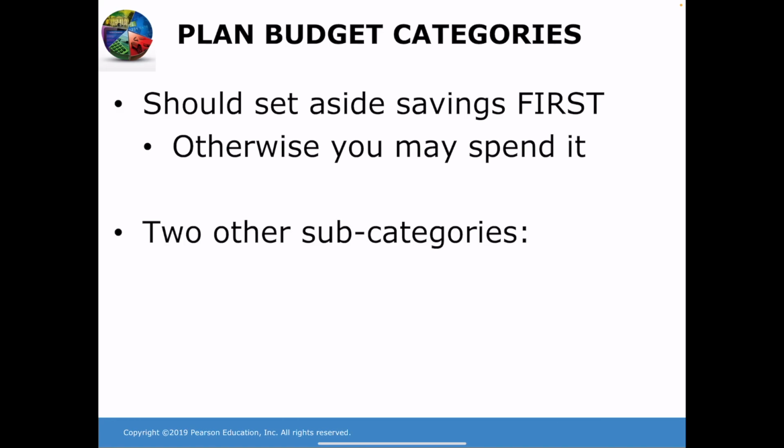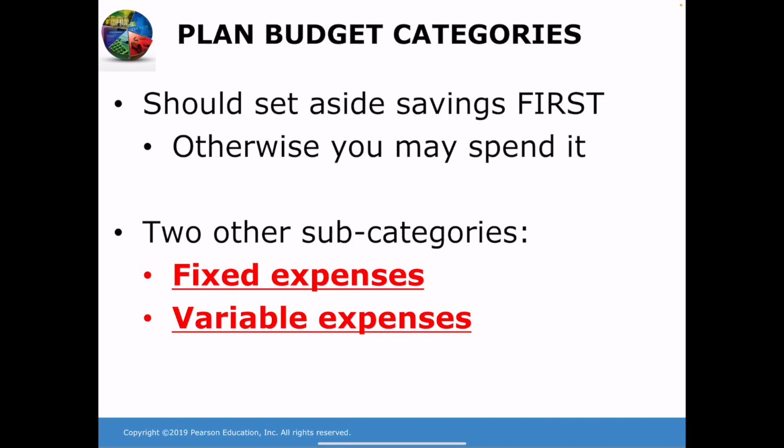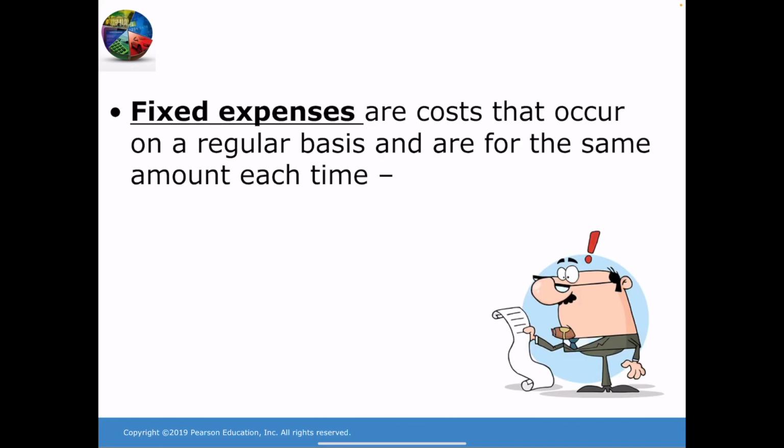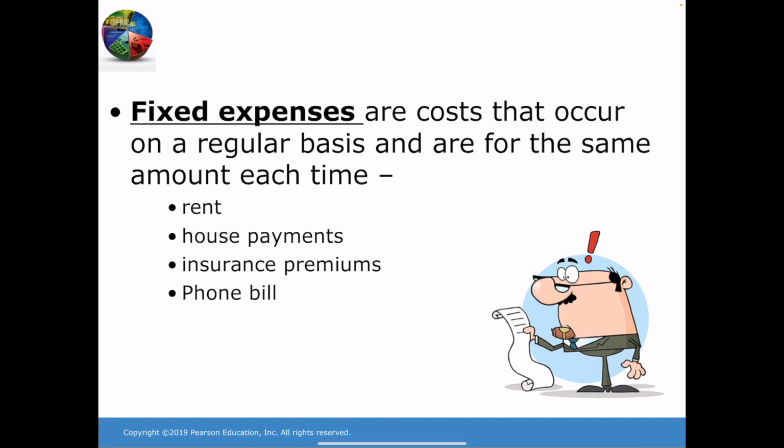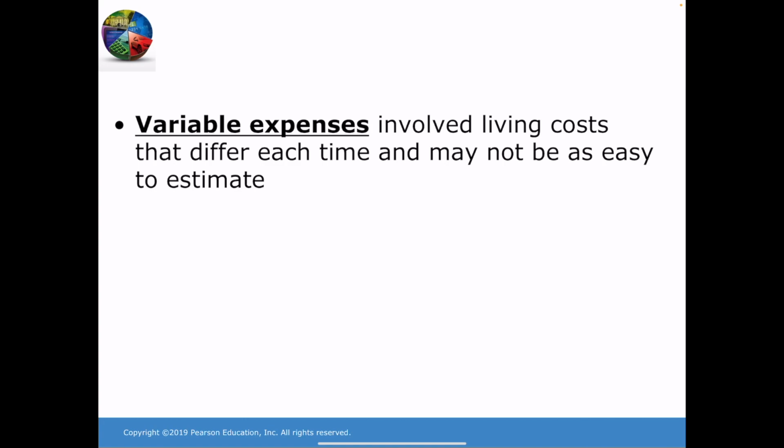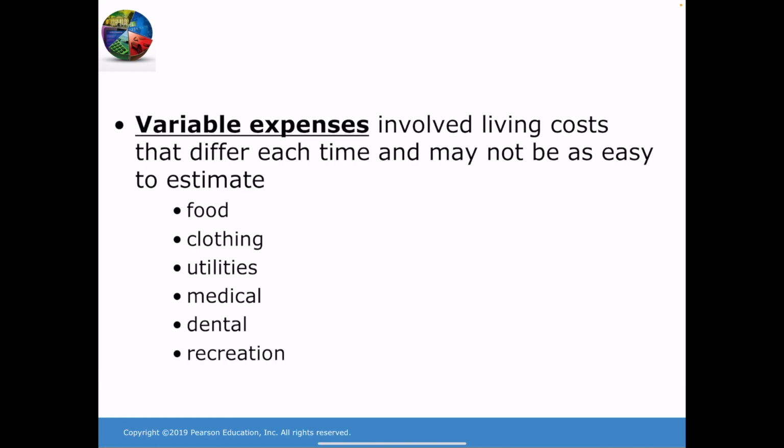There are 2 other subcategories we've talked about, and we need to plan our budget categories for our fixed expenses and our variable expenses. Remember, as a quick review, fixed expenses are costs that occur on a regular basis and they're for the same amount each time, like rent, house payments, insurance premiums, phone bill, television, internet. Variable expenses, remember, they involve living costs that differ from time to time and can be hard to estimate: food, clothing, utilities, medical, dental, and recreation. And we covered those already, so that's why we went through them fairly quick.